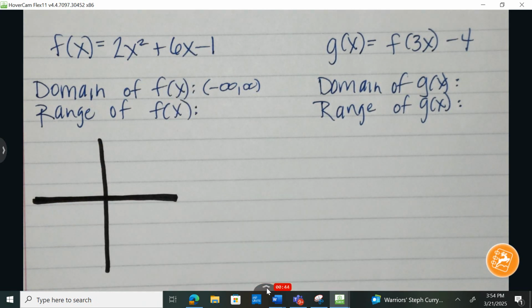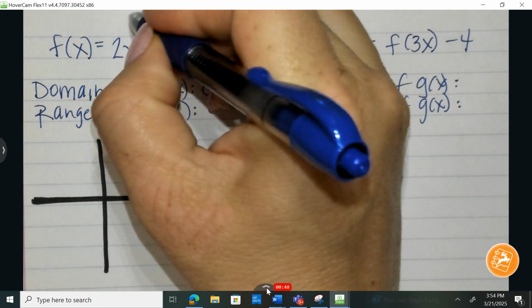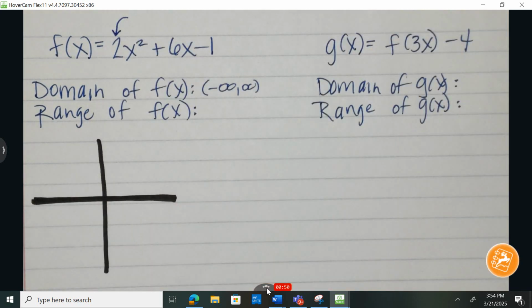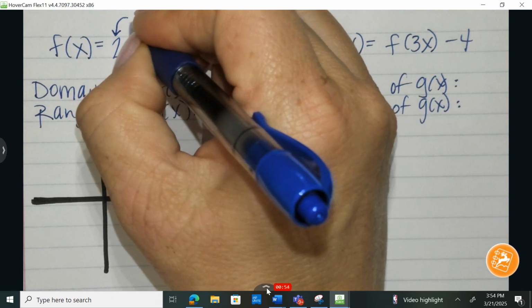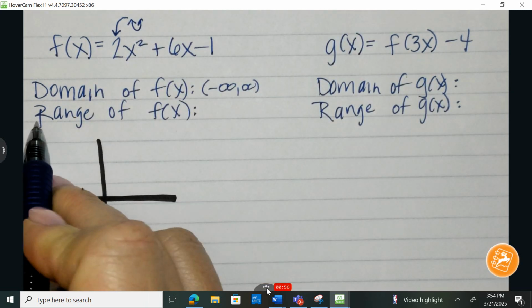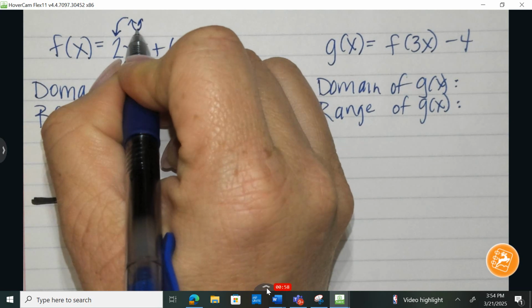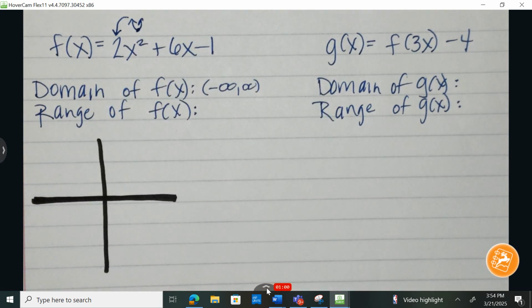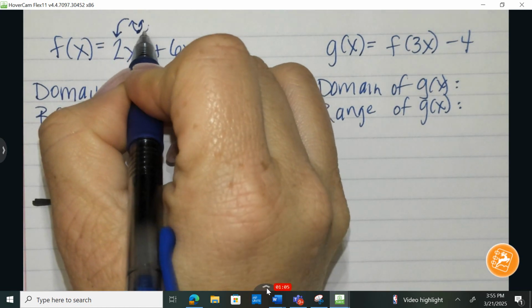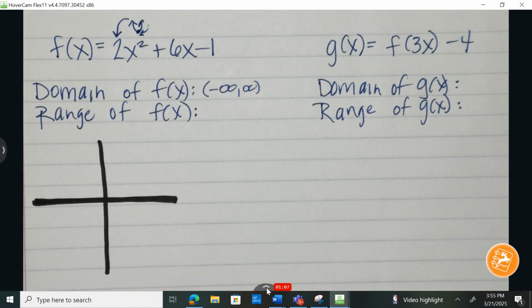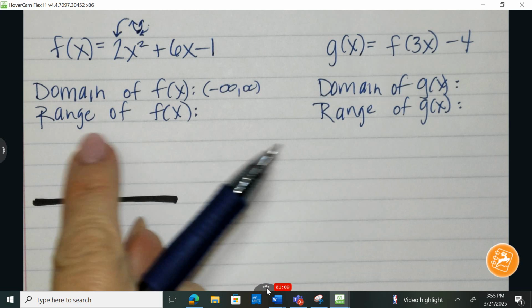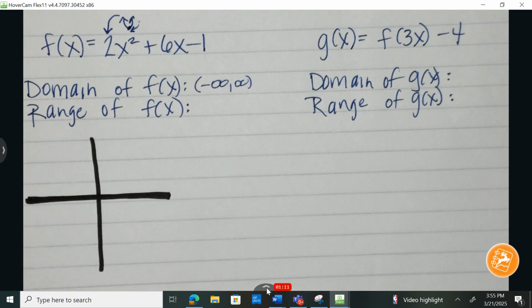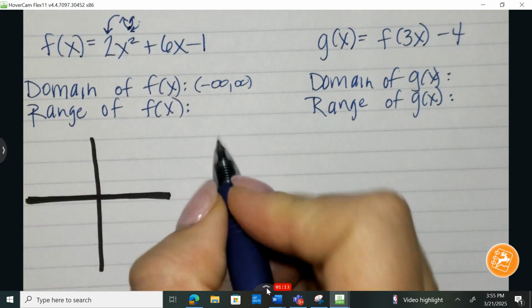Now the range depends on whether the parabola opens upwards or downwards. To figure that out, we're going to look at the a value, or the leading coefficient. Because that leading coefficient is positive, I know this parabola opens upwards. To identify the range, I know there's going to be one point that is the lowest on this graph. Once I'm able to identify the y value of the lowest point on the graph, I can then identify the range.